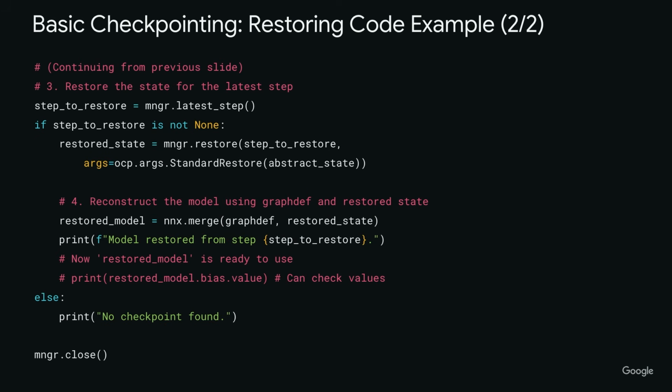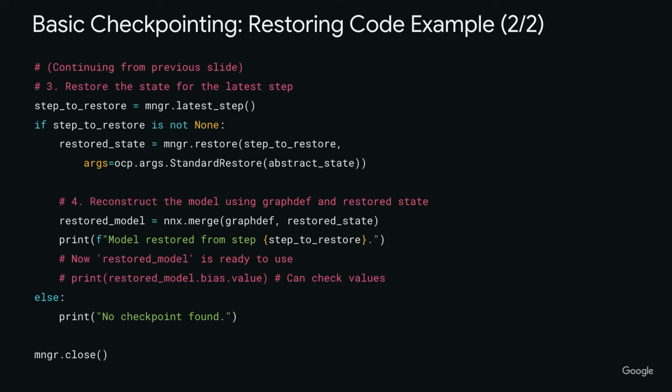Continuing, we find the latest checkpoint step using manager.latest_step. And if a checkpoint exists, we call manager.restore, providing the step number and the restore arguments, either wrapping the abstract state directly or using the restore args we generated. This returns the restored state PyTree, now containing the actual loaded JAX arrays.